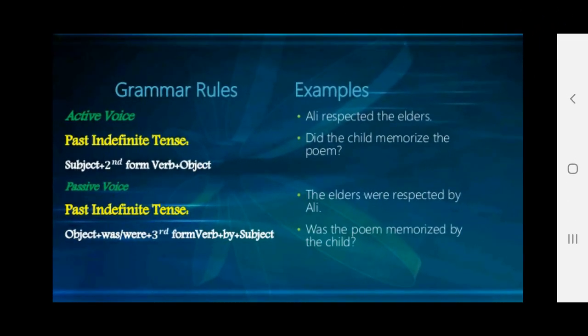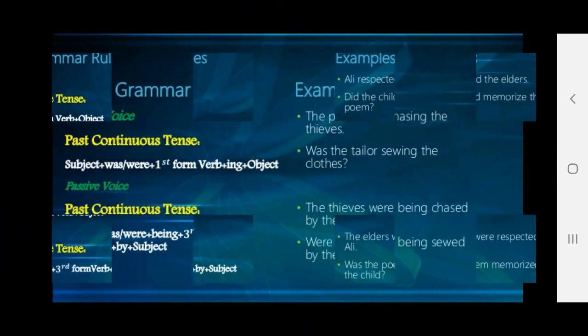Next, in past indefinite tense, the rule will be like this, object plus was or were plus third form of the verb plus by plus subject. For example, Ali respected the elders. In passive, it will become like the elders were respected by Ali. In interrogative, did the child memorize the poem? It will become like this, was the poem memorized by the child?